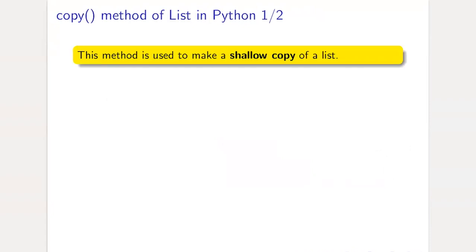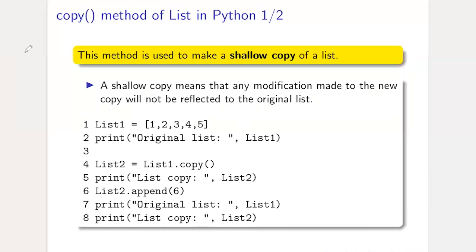This method copy is for us to create a copy of a list. I'm specifically referring to a type of copy called a shallow copy. You can figure out the other copies. One is shallow, the other one should be a deep one. So there are two types of copies. One is called shallow and the other one is called deep.